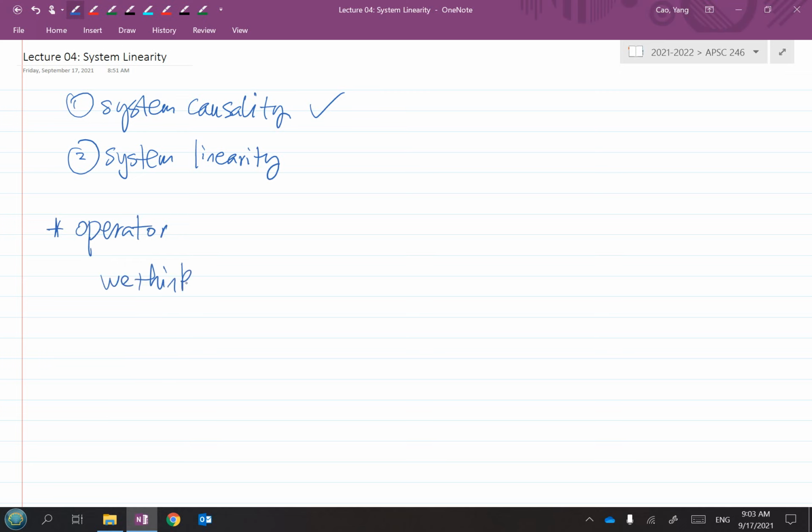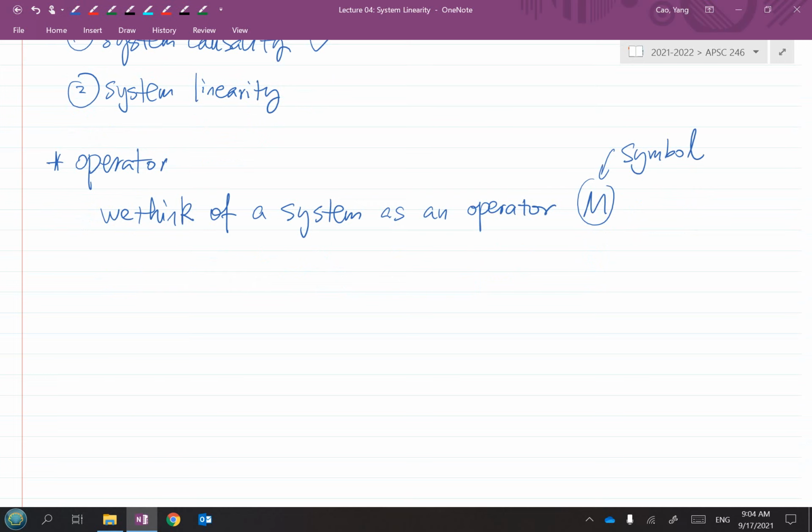For now, I want you to think of a system. Basically, we're going to think of a system as an operator. And we can use literally any symbol to represent this operator. You can use M, right? It's just a symbol. So here's an example of how you can use an operator to represent a system.